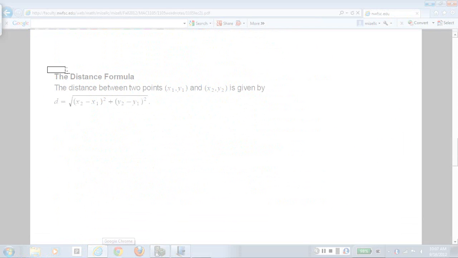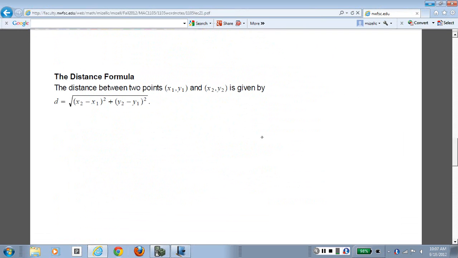The idea here is we want to express the distance between 2 points in terms of the coordinates of those points. If we know the x and y coordinates of each of the points, this formula will do it for us.